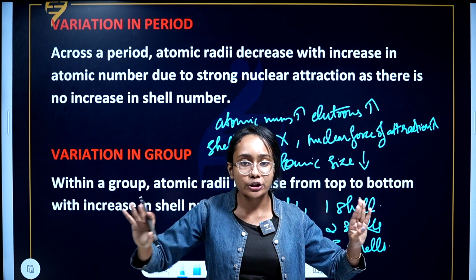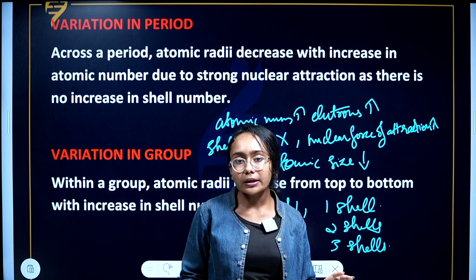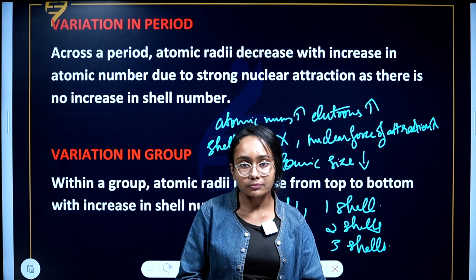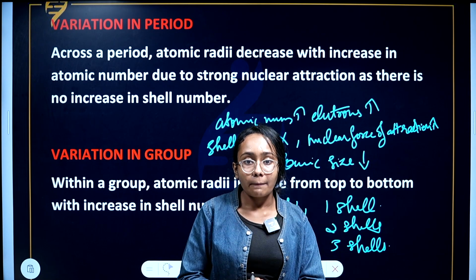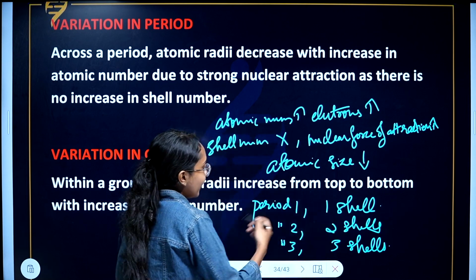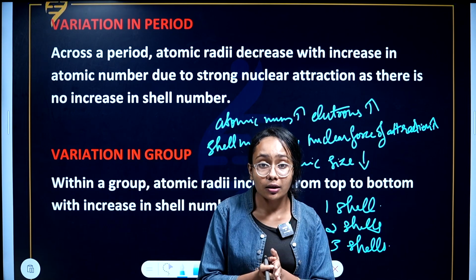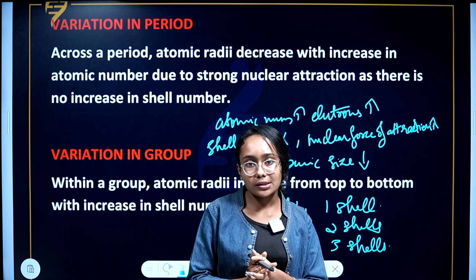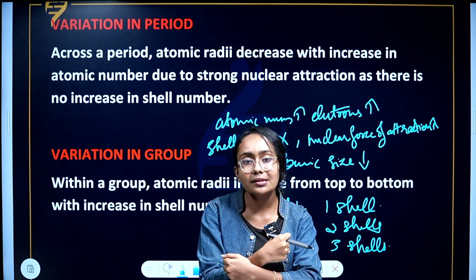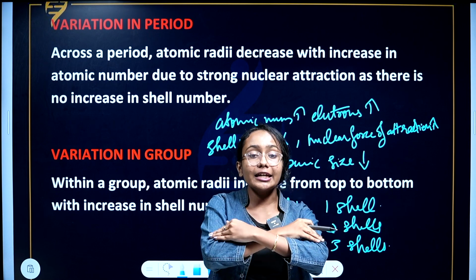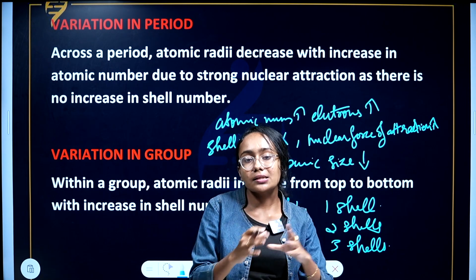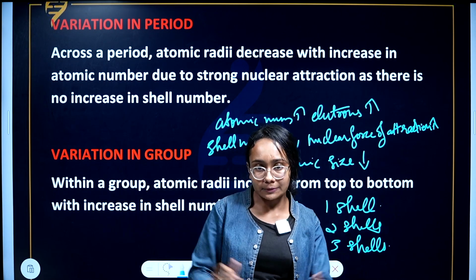So, shell number isn't changing when we are going from left to right along a period. But what changes? The atomic number and the electron number. It goes on increasing. But the shell number isn't changing. So, electrons are getting placed in the respective shells. And hence, the attractive force of nucleus increases. It keeps them together under the force of attraction of nucleus. So, atomic radius decreases along a period from left to right.